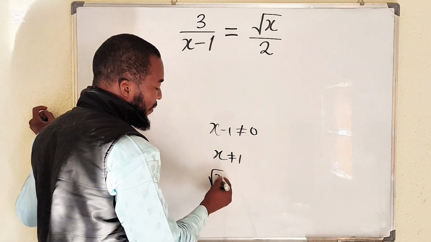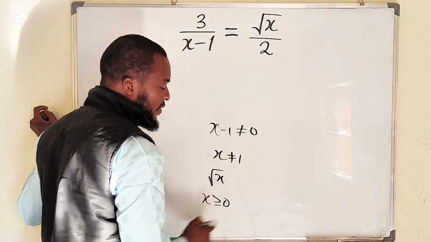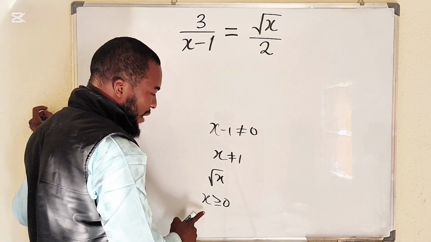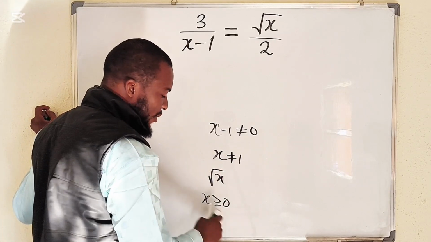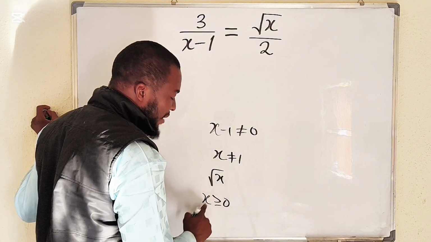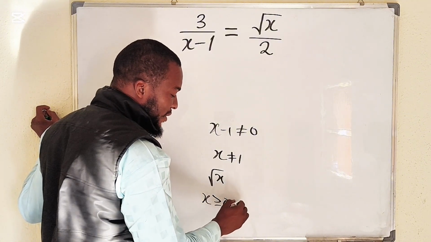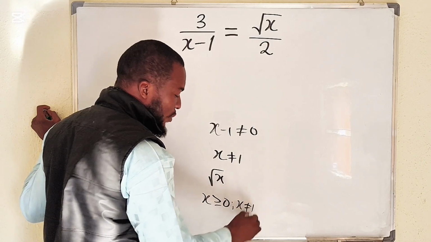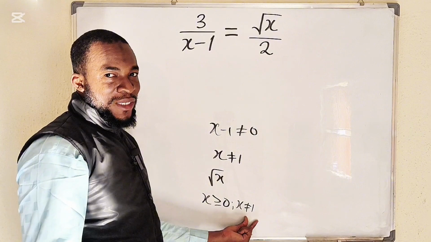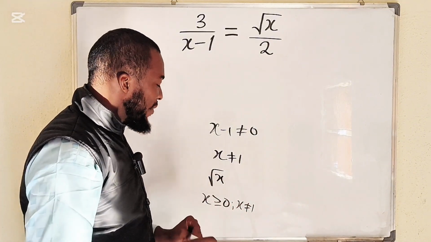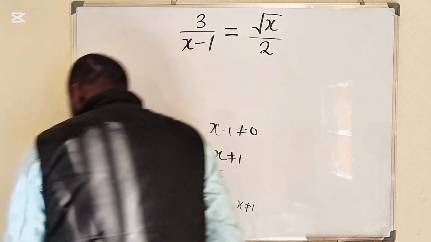And for the square root of x, the input x must be greater or equal to 0, right? But we have seen that 1 is also within this range. So we can say that x is greater or equal to 0, except x equal to 1. We don't want this situation. So it has to be greater than 0, also not equal to 1. But any other value may satisfy, that is positive values. So let's get started.